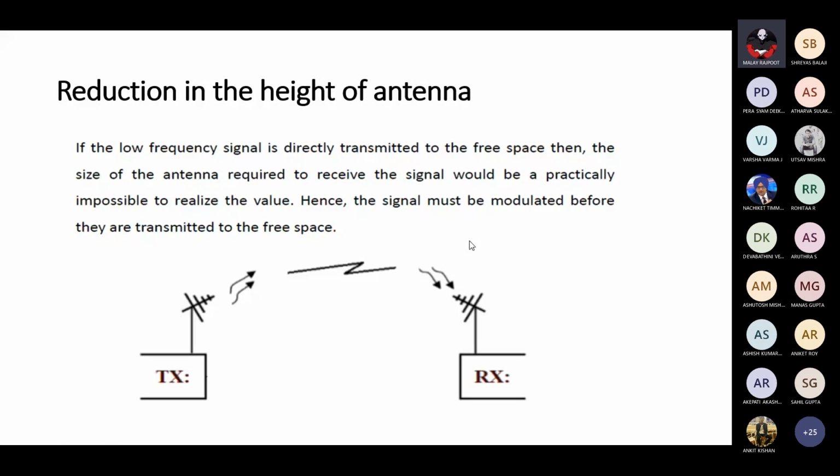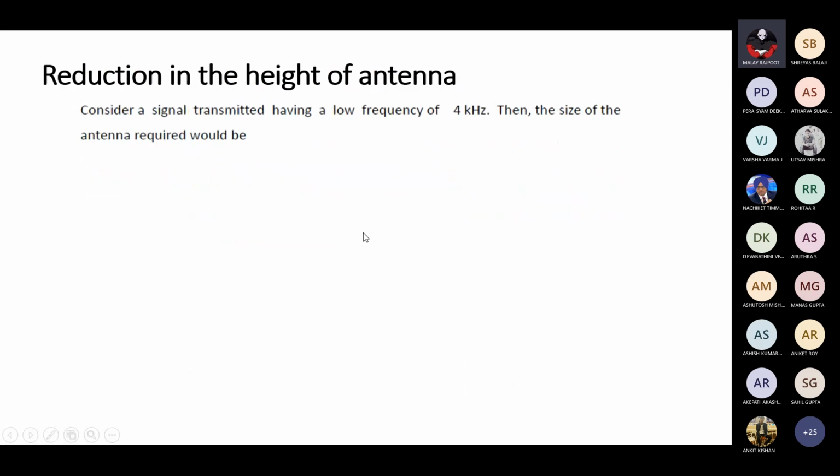So if you modulate the signal at high frequency, the antenna height can be reduced. If a low frequency signal is directly transmitted to free space, the size of the antenna required to receive the signal will be practically impossible to realize. Hence the signal must be modulated before it is transmitted. I'll just show you an example.